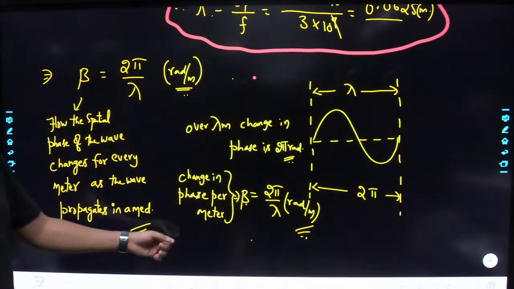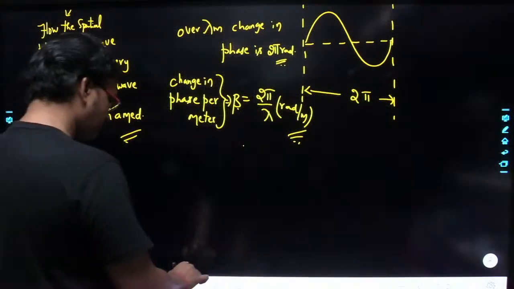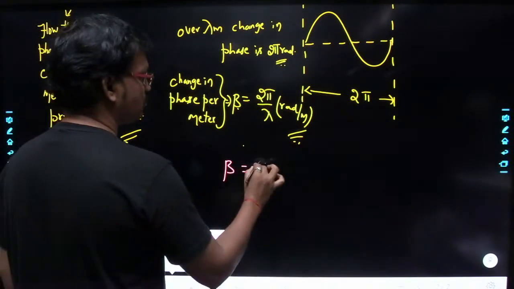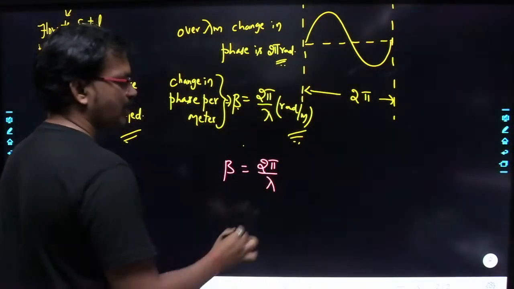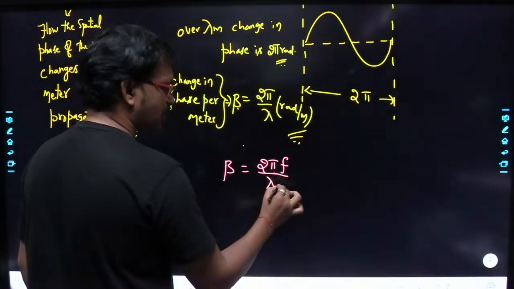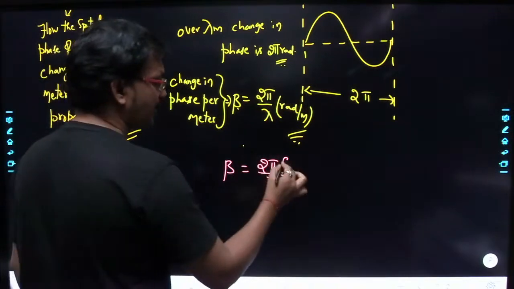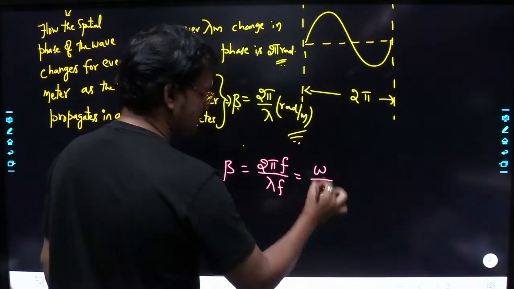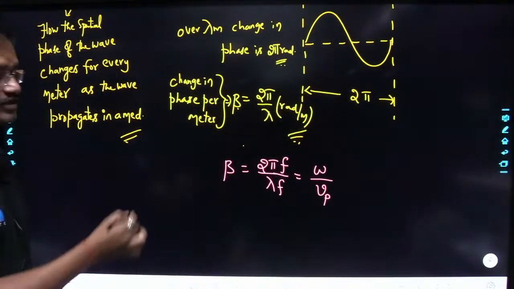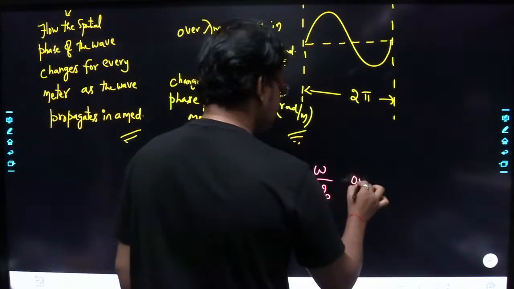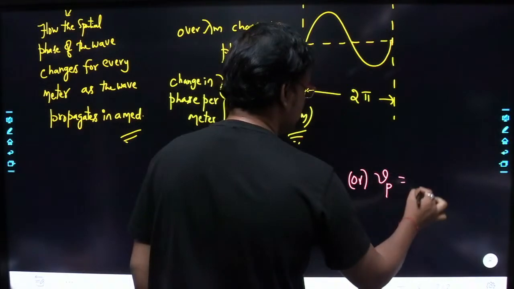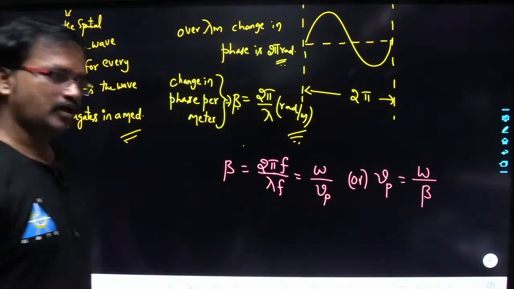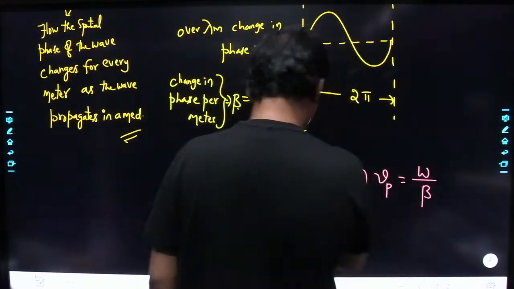Now we can get one more relation here. Beta is equal to 2 pi by lambda, right? Now I am multiplying with f, that is frequency, on both sides. So 2 pi f is nothing but omega, and lambda f is nothing but phase velocity. So beta can also be written as omega by phase velocity, or the phase velocity can be written as the ratio of omega by beta. Understood? So omega by beta meters per second, right?